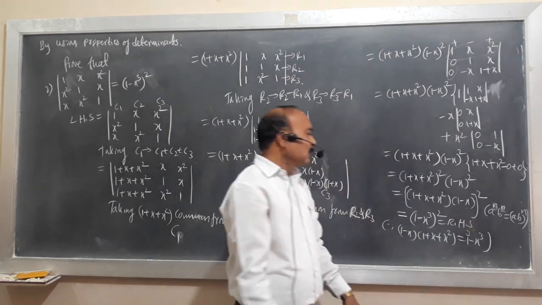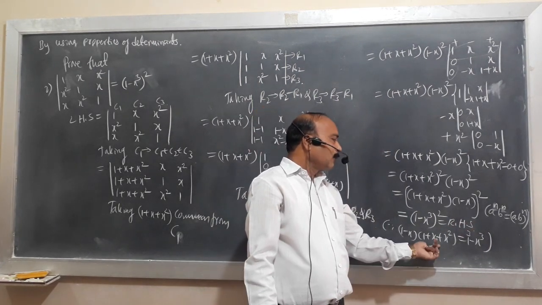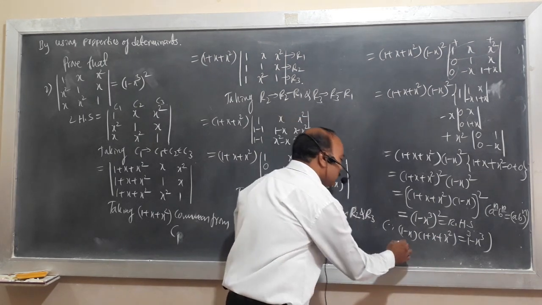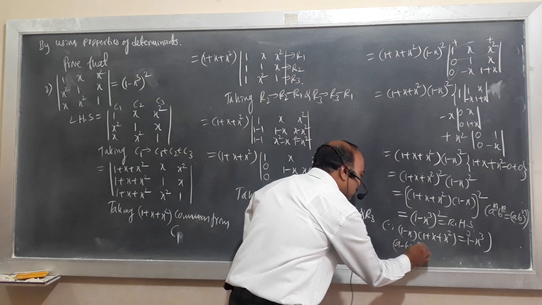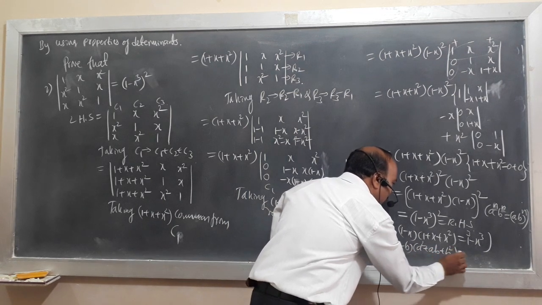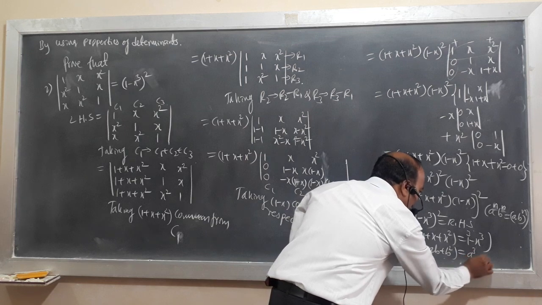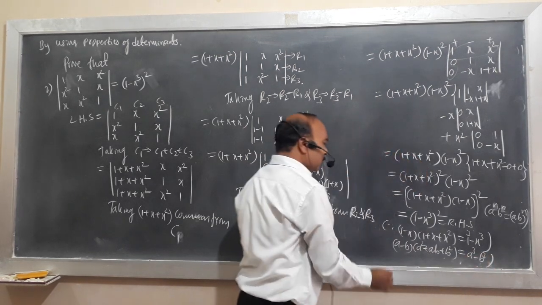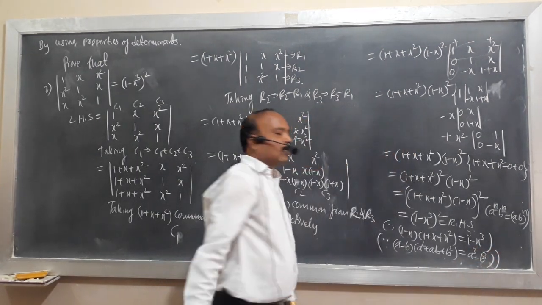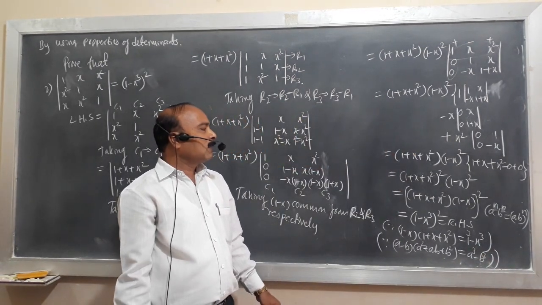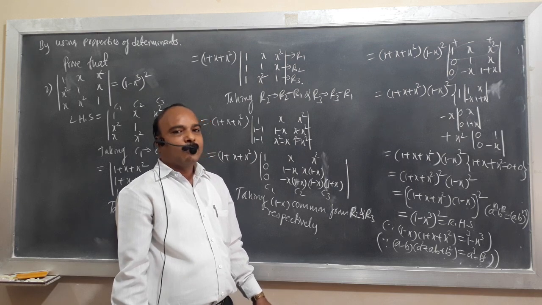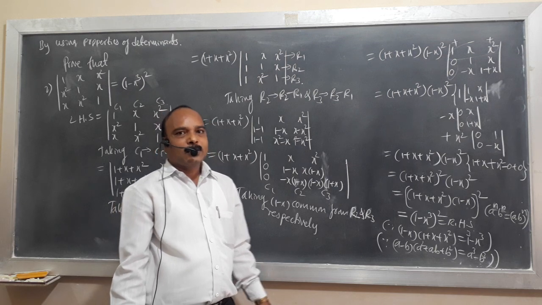Like that we prove the result by using this formula at the last step. The standard formula is a minus b into a square plus ab plus b square equal to a cube minus b cube. This is the applied formula for the last step. By using that we get the right hand side value, that is 1 minus x cube whole square. Take this solution.